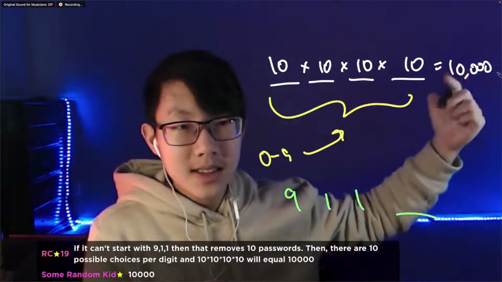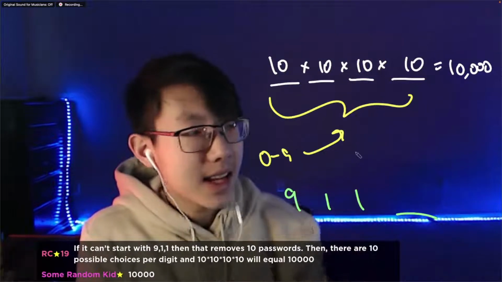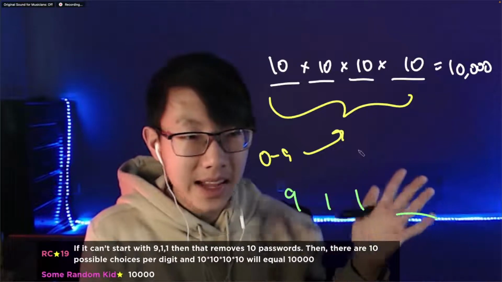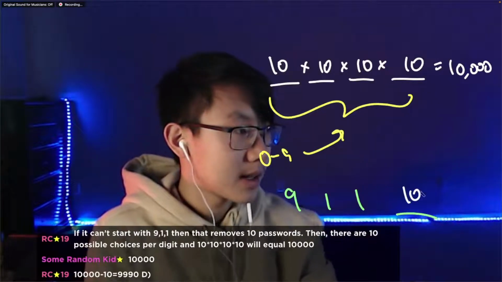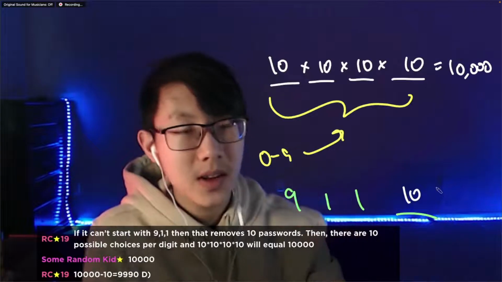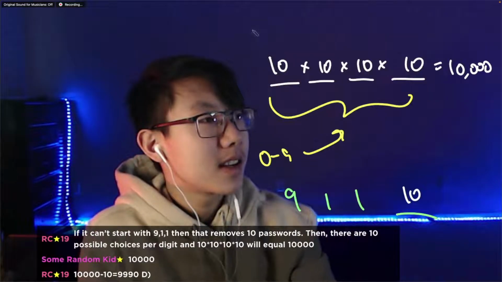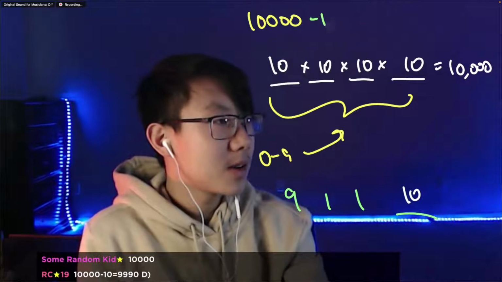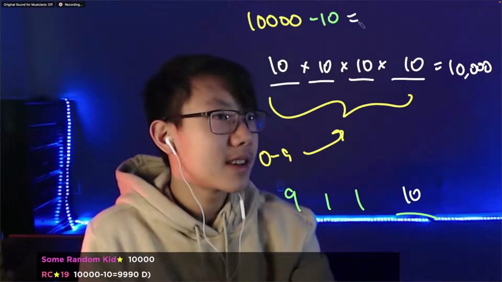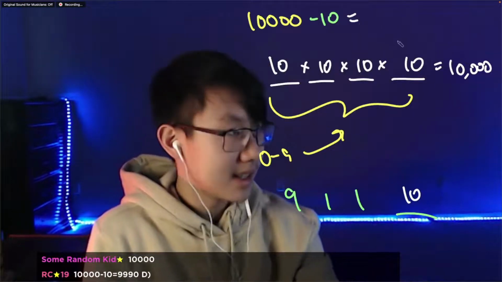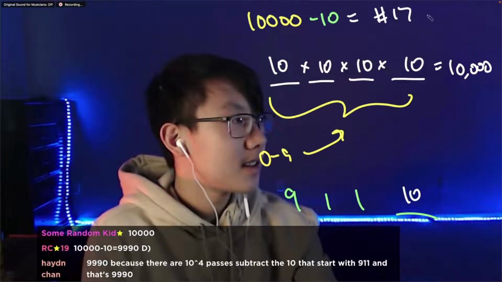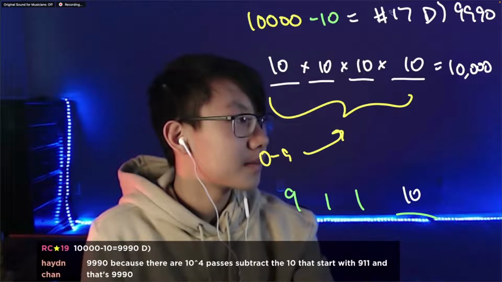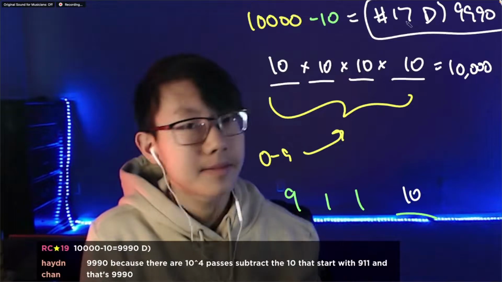So there are 10,000 options normally, except how many options are no good? Well, 911 and then any of 10 numbers can go in the last spot. So there's 10 options there, which means 10,000 combinations in total, but 10 of them are no good. So our final answer is going to be D, which is 9990. Pretty fast.